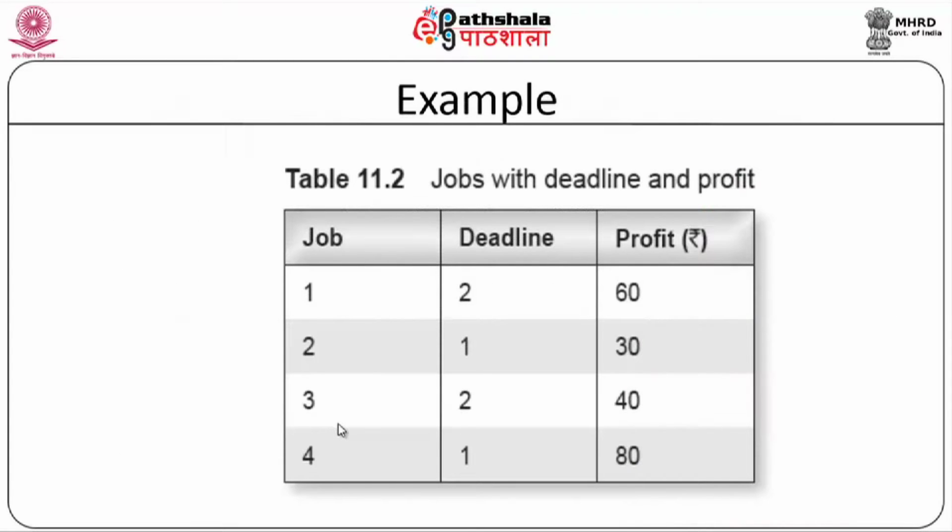Now, you can take this particular example. There are 4 jobs, and every job is associated with a profit and a deadline. For example, the first job has a deadline of 2 units. The machine will take only 1 unit to fulfill the job, but the deadline is 1.